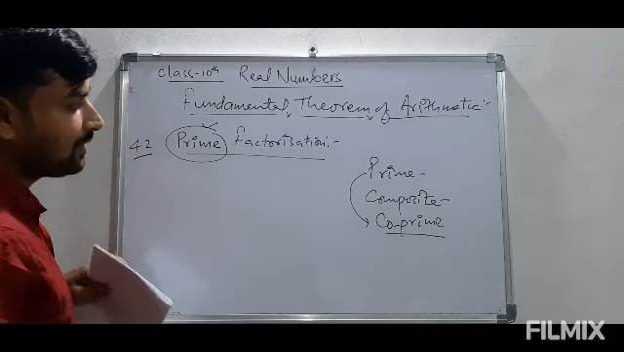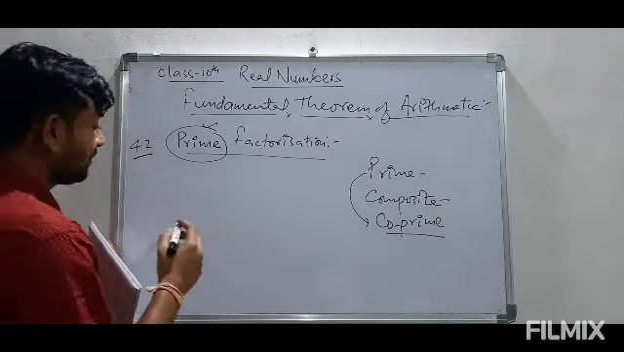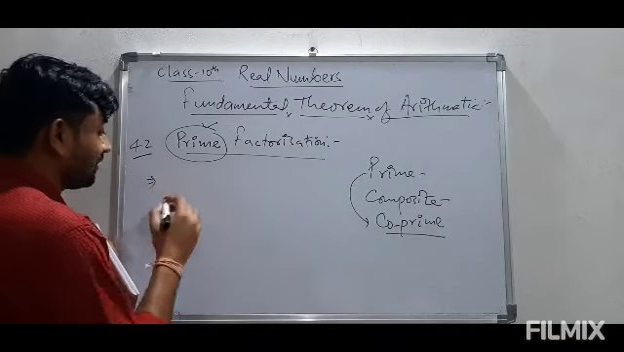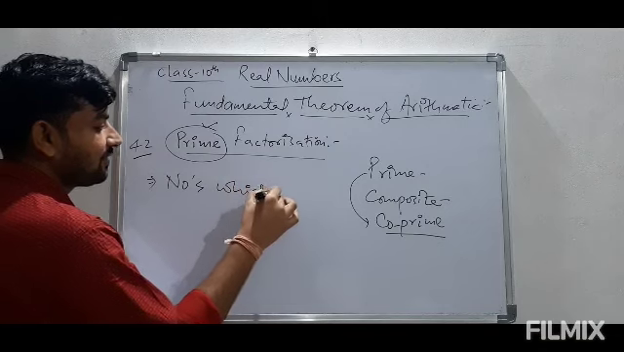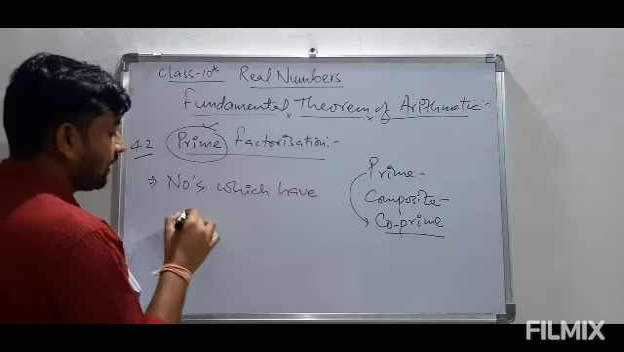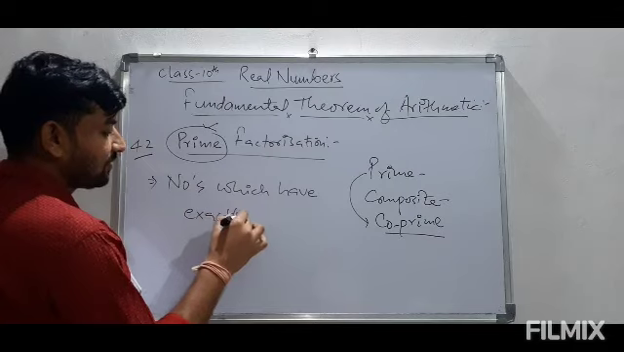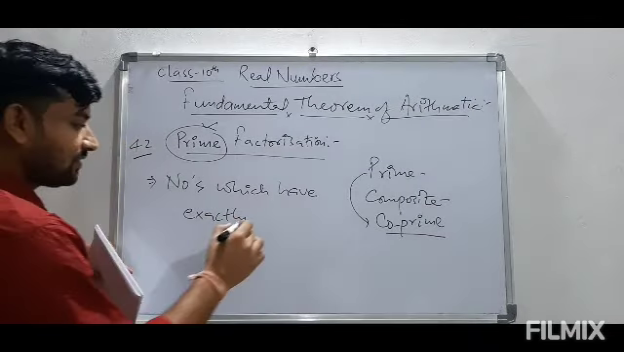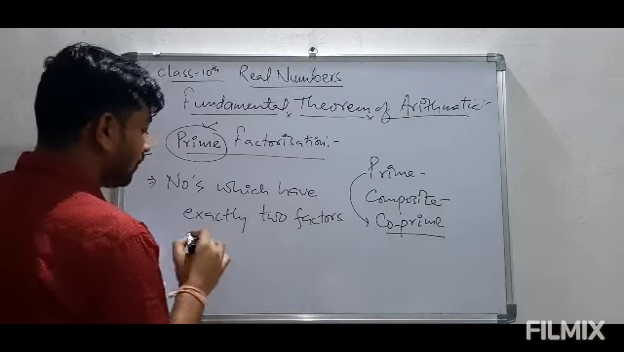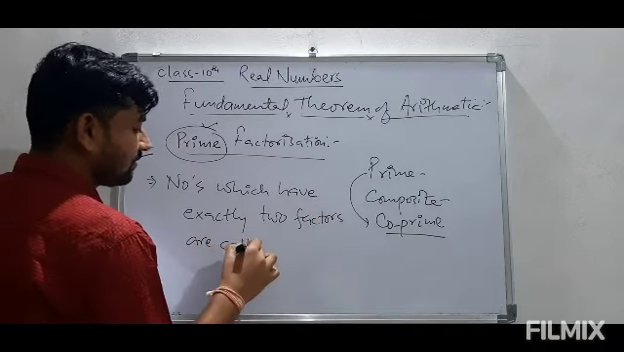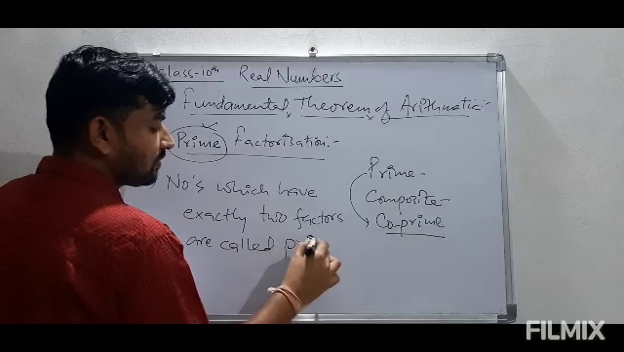So for prime numbers, it is a very simple definition. The numbers which have exactly two factors are called prime numbers.